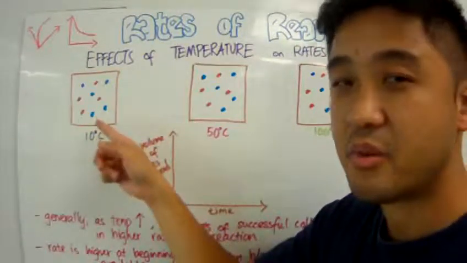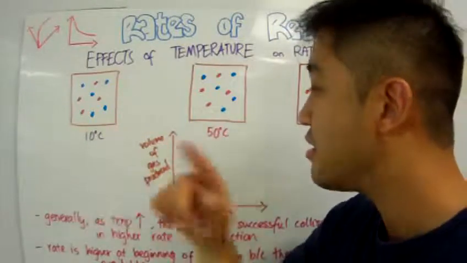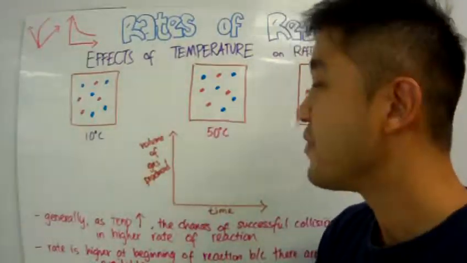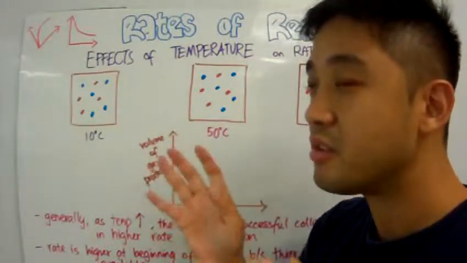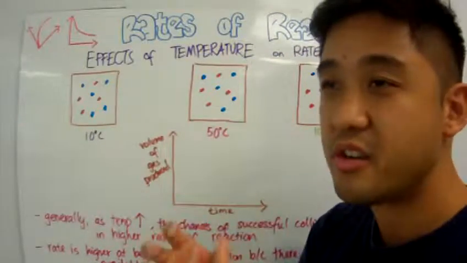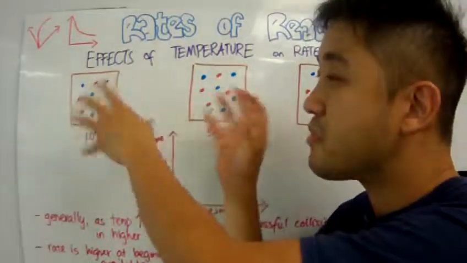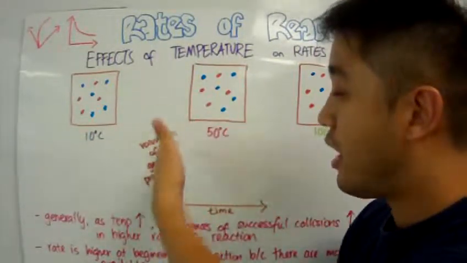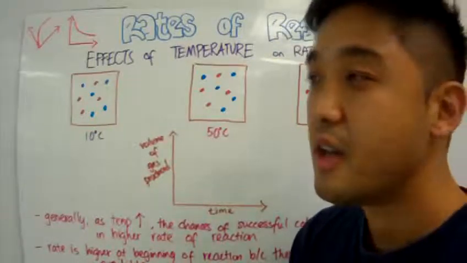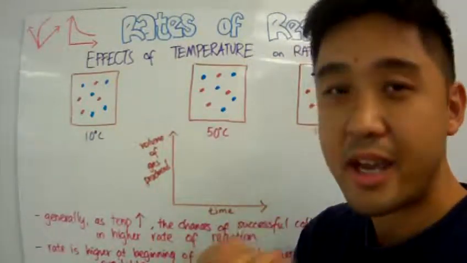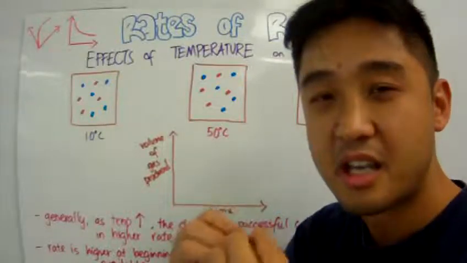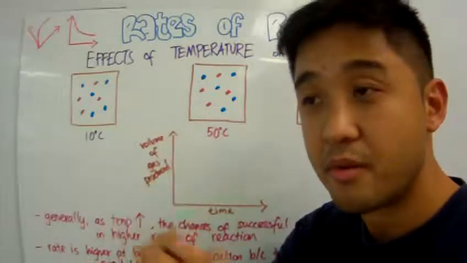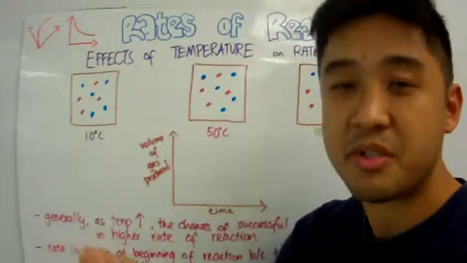So in this container, we have the temperature of 10 degrees. This container is 50 degrees, and the last container is 100 degrees. Before we use the collision theory to explain how all these particles and reactants react to form products, and how we're going to graph them onto our diagram here, we're going to discuss kinetic energy, and how kinetic energy affects the kinetic movement of particles or reactants or substances.